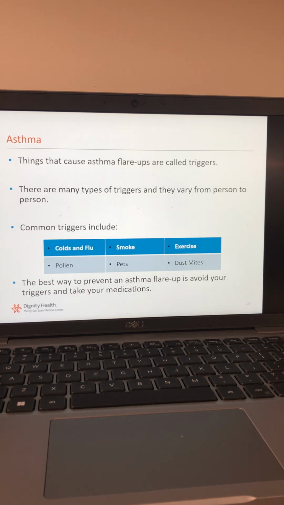Things that cause asthma flare-ups are called triggers. There are many types of triggers, and they vary from person to person. Common triggers include the cold and flu, smoke, exercise, pollen, pets, and dust mites. The best way to avoid an asthma flare-up is to avoid your triggers and take your medications.